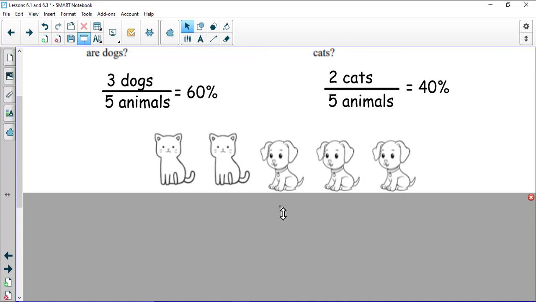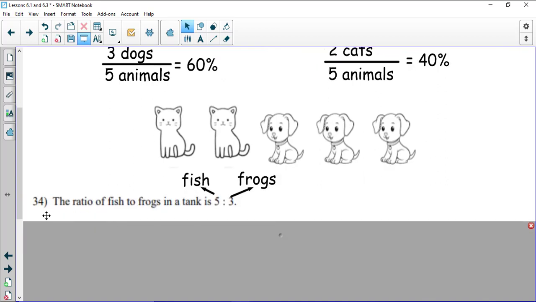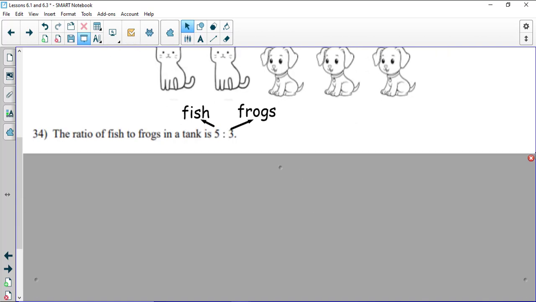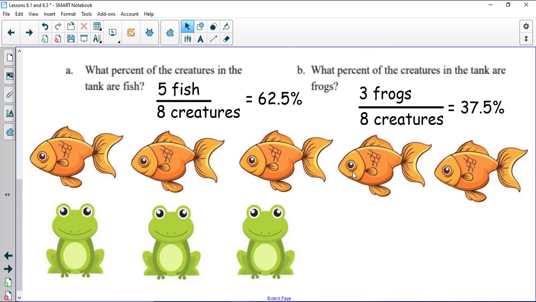So taking a look at the next question, which I believe in your notes is number 35, it's numbered 34 here. So similar question. You don't have the visual drawn in, but I do think it's helpful. When it says the ratio of fish to frogs in a tank is 5 to 3, that means for every 5 fish, there are 3 frogs. So you're going to see a visual that'll pop up here. For every 5 fish, we have 3 frogs.